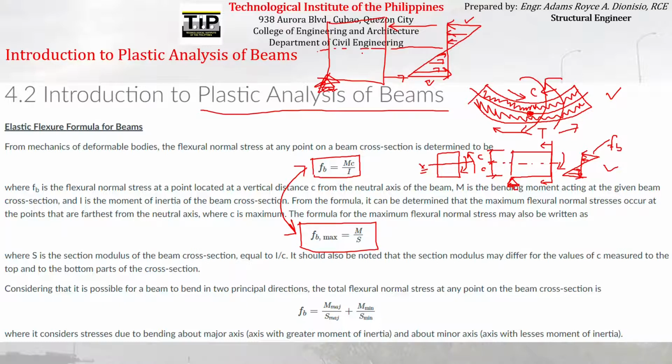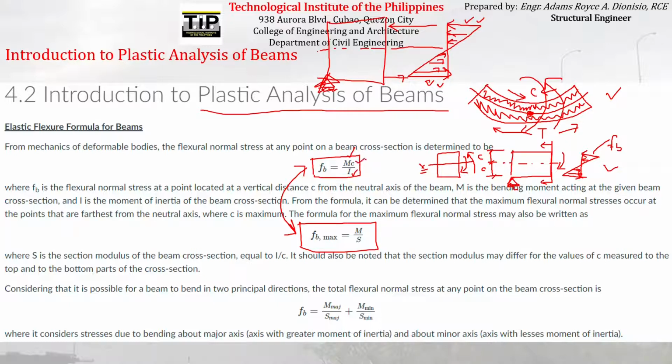Okay? So the maximum values occur with either on the top or bottom fibers. Okay? So ang formula nun ay MC over I. For this case, sa rectangular section na to, equal lang yung magnitude nung stress dito sa top tsaka sa bottom. Kasi parehas lang yung I nila, obviously, kasi isang section lang naman yan. Yung bending moment, isa lang din, kasi isang bending moment lang naman yung nag-act sa buong section na to.